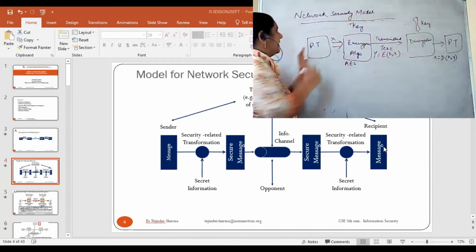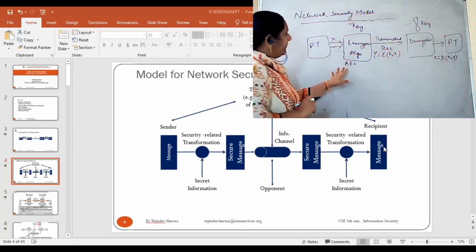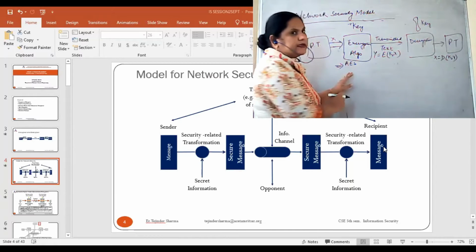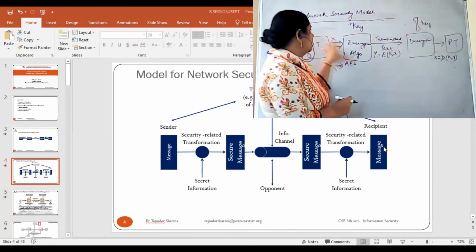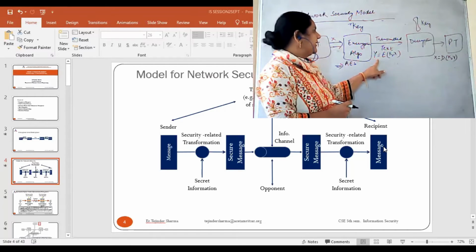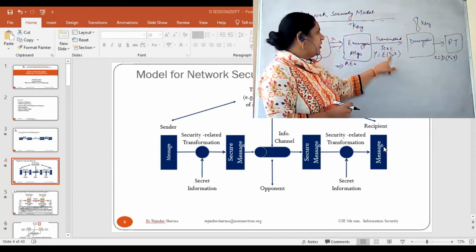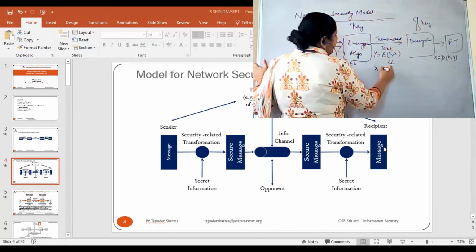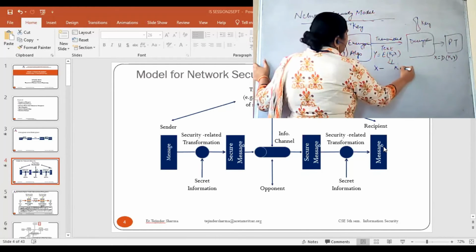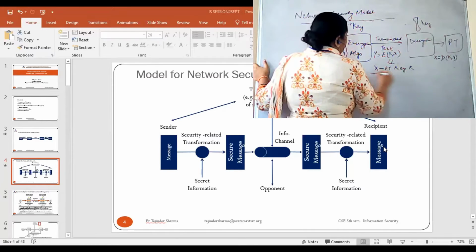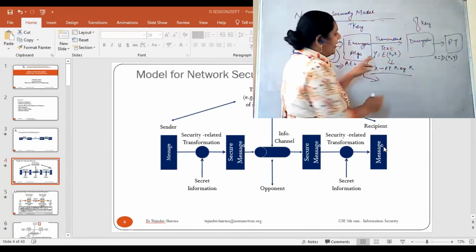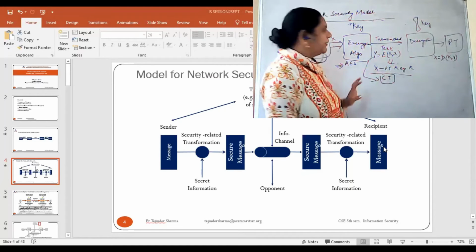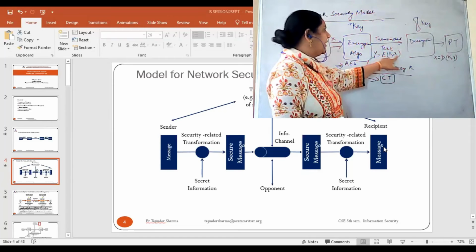See, this is a plain text which is in the form of X, applying the encryption algorithm and key. Supposing we have applied the AES algorithm on this text, it will generate the encrypted text, that is Y, which is equal to encryption of K comma X. Actually, we have performed the encryption over the plain text X using key K. So the output of it will be Y, which is equal to ciphertext, right? CT stands for ciphertext and PT stands for plain text. That means Y is equal to E of K comma X.